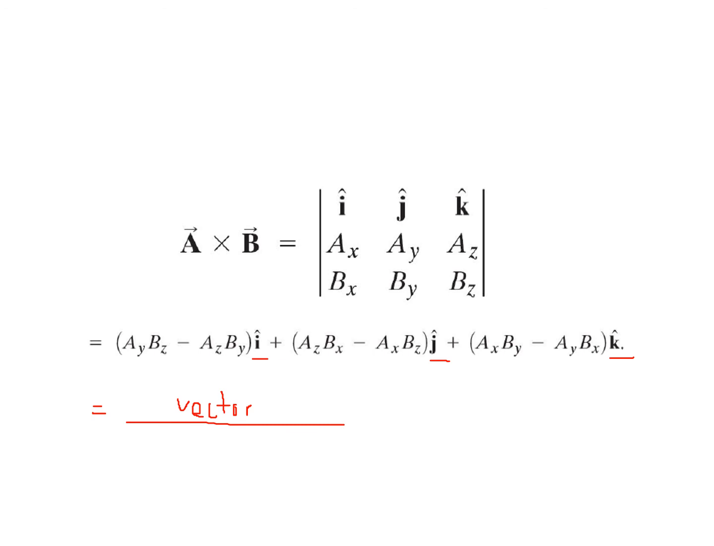If you want to get the value in front of i, you should do AY BZ minus AZ BY. Whether it is AZ crossing BY or BY crossing AZ doesn't matter. So that is for i. If you want to get j, you should do AZ BX minus AX BZ. Here is the positive value and this one is also positive. For the k part, you do AX BY minus AY BX. Just look at the examples.